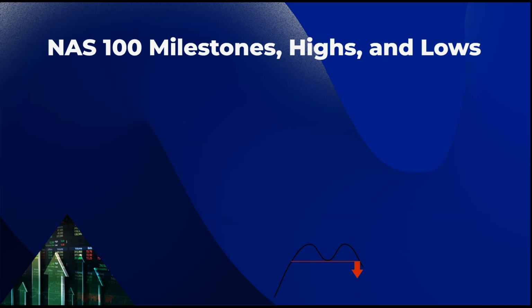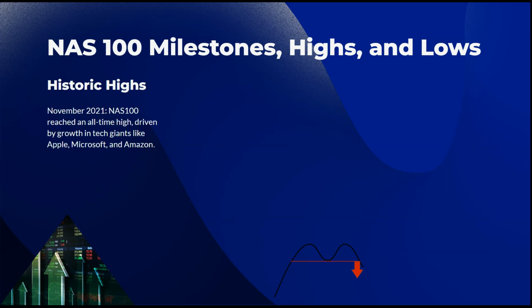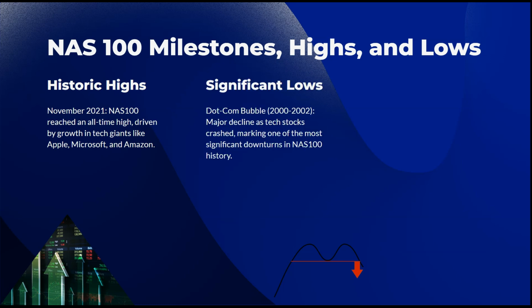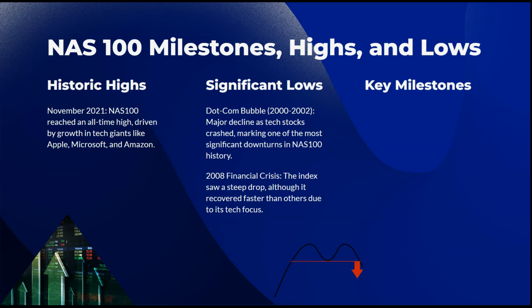The NAS100 milestones, highs, and lows. The historic highs. November 2021, NAS100 reached an all-time high driven by growth in tech giants like Apple, Microsoft, and Amazon. Significant lows. .com bubble 2000-2002, major decline as tech companies crashed, marking one of the most significant downturns in the NAS100 history. 2008 financial crisis. The index saw a steep drop, although it recovered faster than others due to its tech focus.